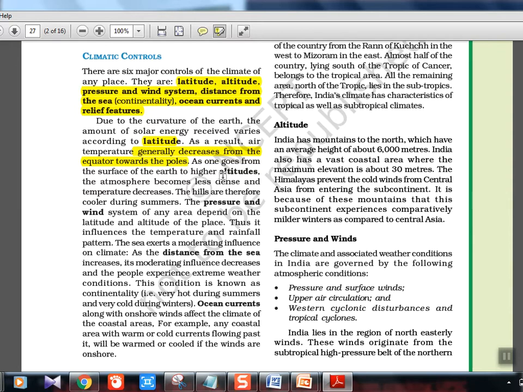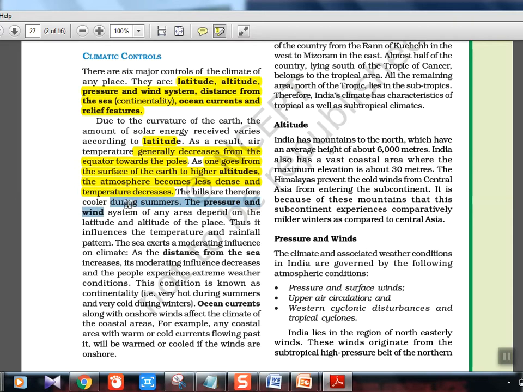That is one thing. Next is altitude. We know as we go higher, what will happen? It will become colder, right? The air atmosphere will become less dense. When we climb mountains, we know that the temperature will go low. So hills are therefore cooler during summers. That is the second thing.